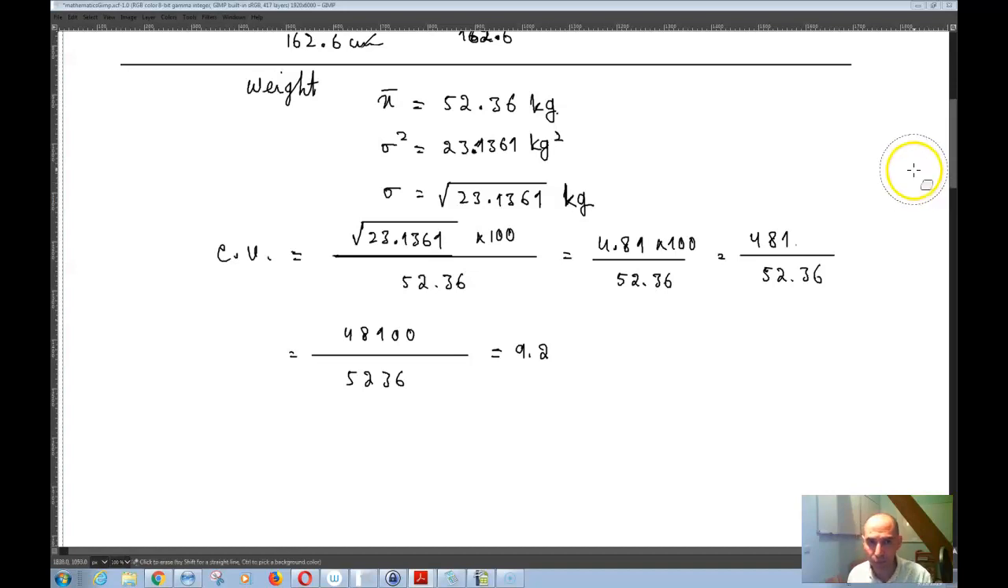that means that in the case of the weights, the weights basically show a greater variation than the heights. So that's basically this example over here.